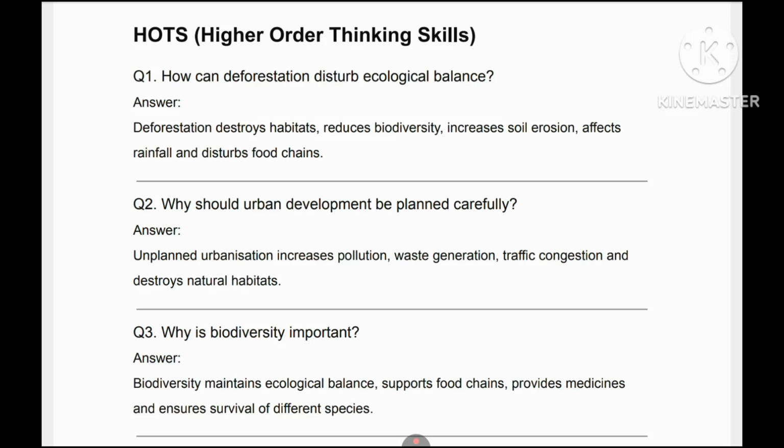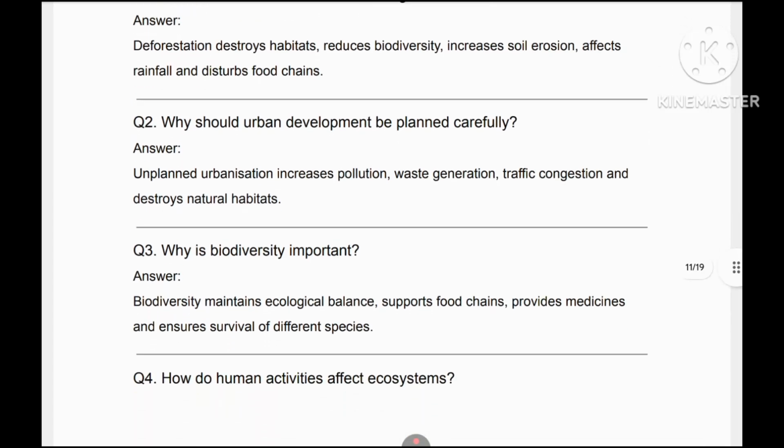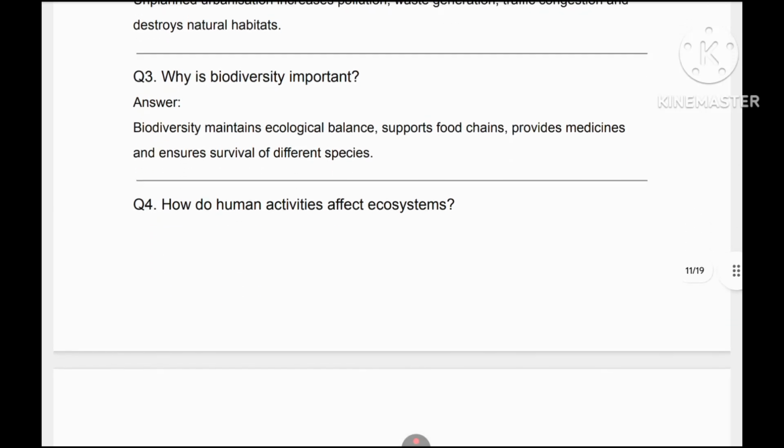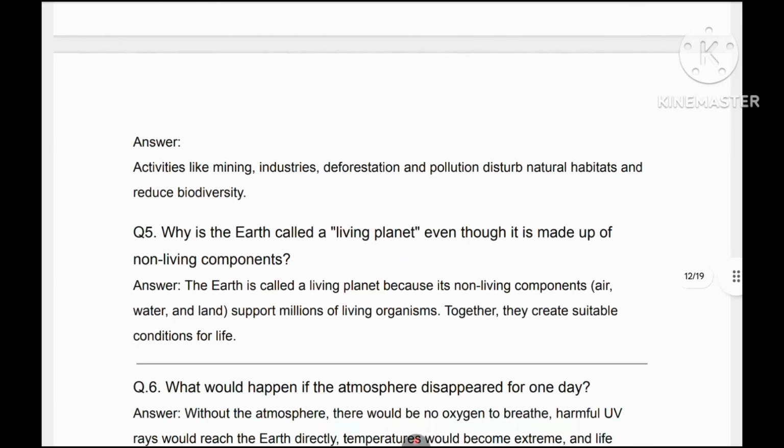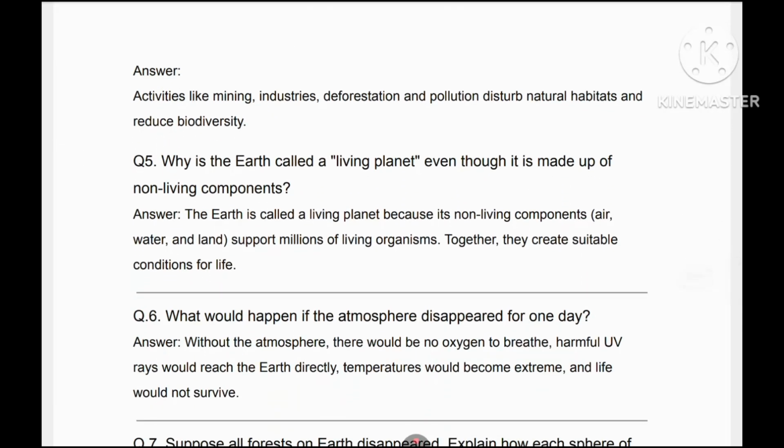Why should urban development be planned carefully? Unplanned urbanization increases pollution, waste generation, traffic congestion and destroys natural habitats. Why is biodiversity important? Biodiversity maintains ecological balance, supports food chains, provides medicines and ensures survival of different species. How do human activities affect ecosystems? Activities like mining, industries, deforestation, and pollution disturb natural habitats and reduce biodiversity.